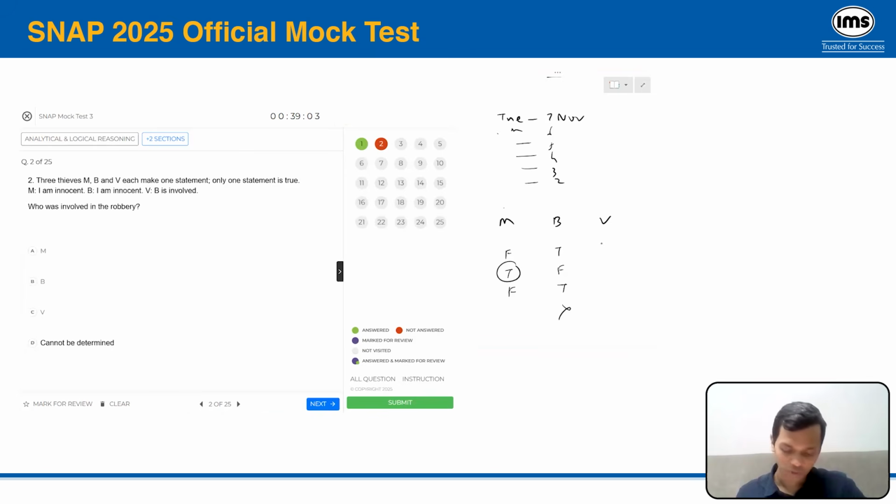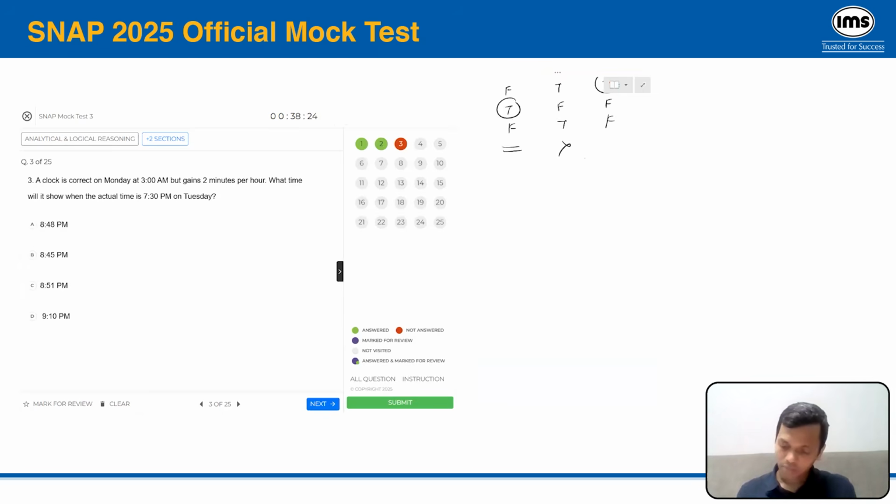So here this will not work. M says I am innocent, so that is true. B says I am innocent, so that is false. V says B is involved, that is false. Who was involved in the robbery? I think you can have M and V both, right? Because only one statement is true. If M has done it, M saying I'm innocent is false. B says I'm innocent is true. V says B is involved becomes false. So this is correct. If V has done it, M says I'm innocent, so true. B says I'm innocent, so it is false. V says B is involved, that is also false. So cannot be done.